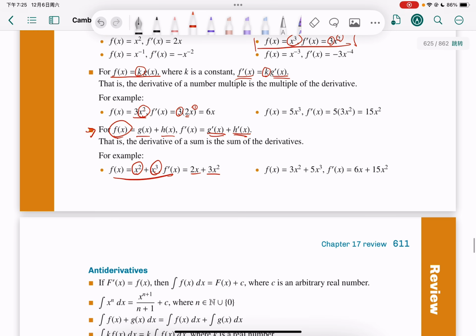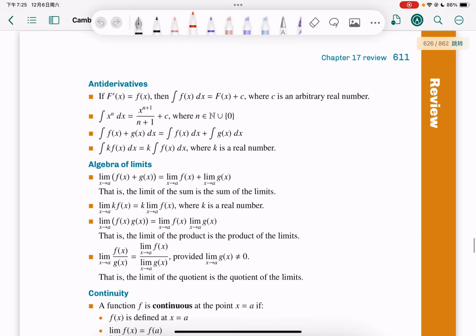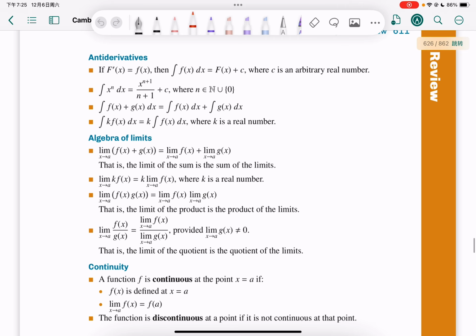What about antiderivatives? For antiderivatives, if we have big F dash is equal to fx, so that means the diff of big F is equal to small f, then reversely we can have the integration or the antiderivative of fx is equal to big F plus c. Don't forget the plus c when you integrate. Where c is an arbitrary real number, so it's a constant.